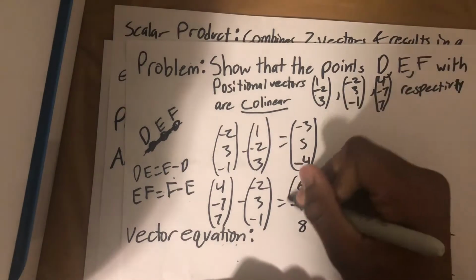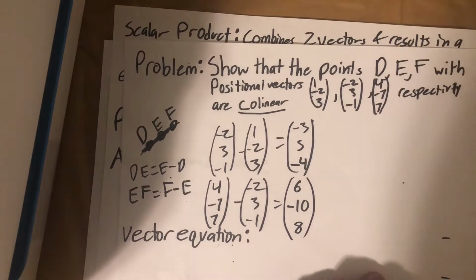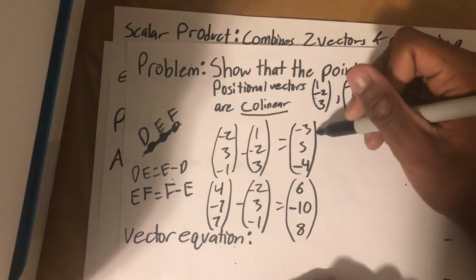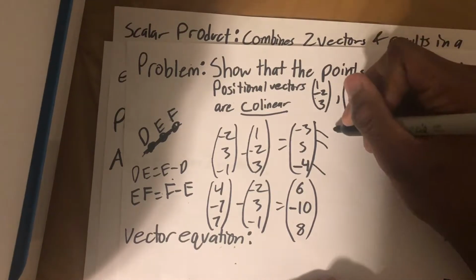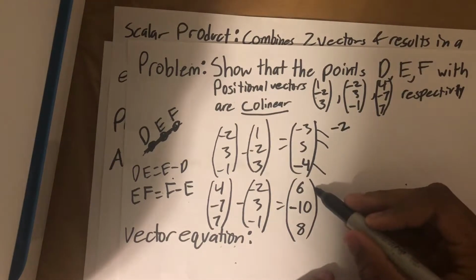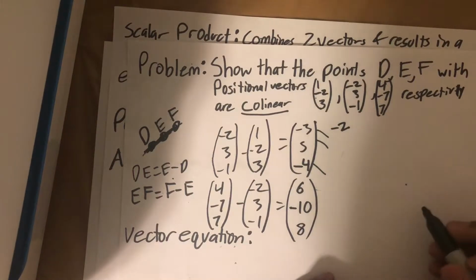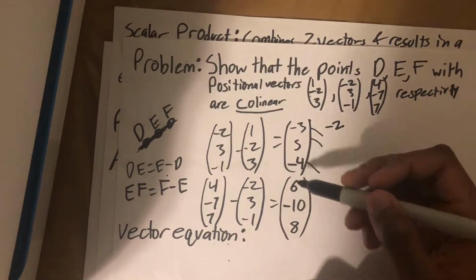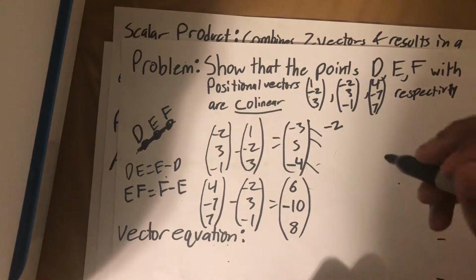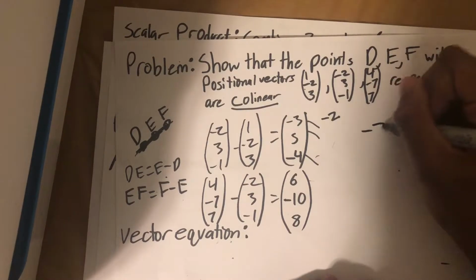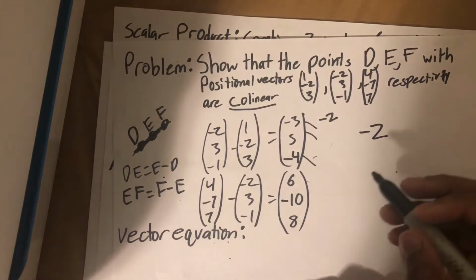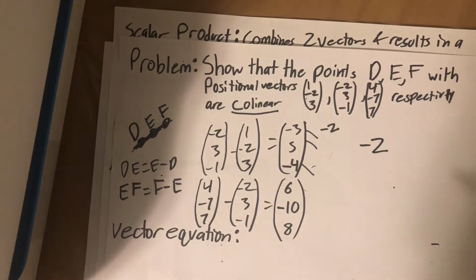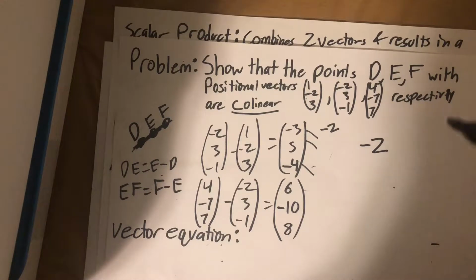So basically what you have here are these two vectors, DE and EF. We notice that if you multiply each component of DE by negative 2, you get EF. Negative 3 times negative 2 is 6, 5 times negative 2 is negative 10, and negative 4 times negative 2 is 8. So negative 2 is what we call the scalar multiple, which basically decides how long the vector is going to go in its direction.